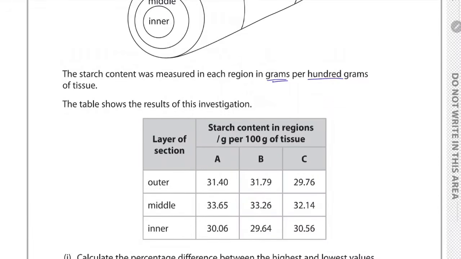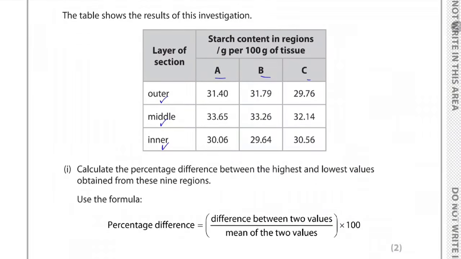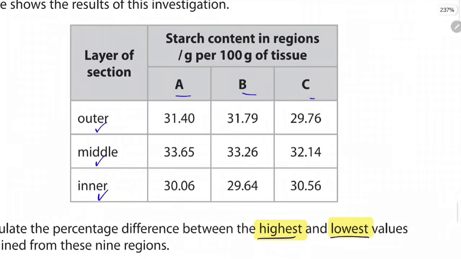We have the layers of section, outer, middle, and inner. A, B, and C, all of them are per 100 grams of tissue. The question says calculate the percentage difference between the highest and lowest values obtained from these 9 regions. So firstly, I have to identify the highest and the lowest values. My highest value of all of these should be 33.65. There's nothing higher than this in these values. The lowest value is 29.64. So these are the highest and the lowest value.